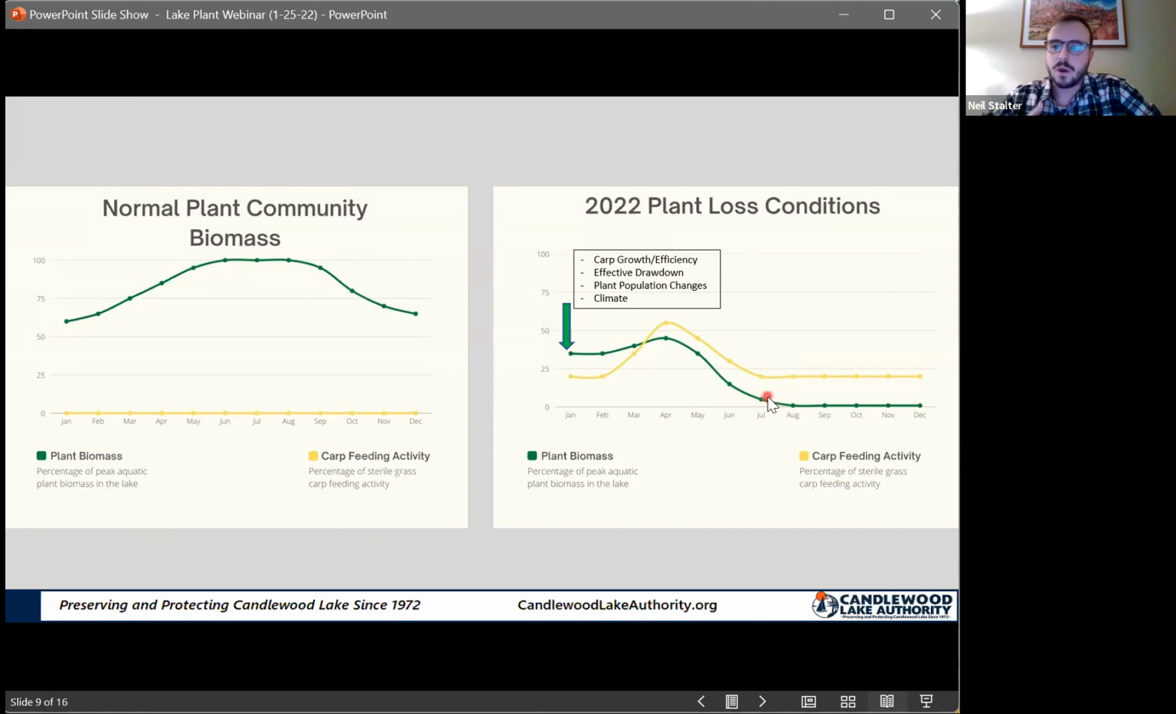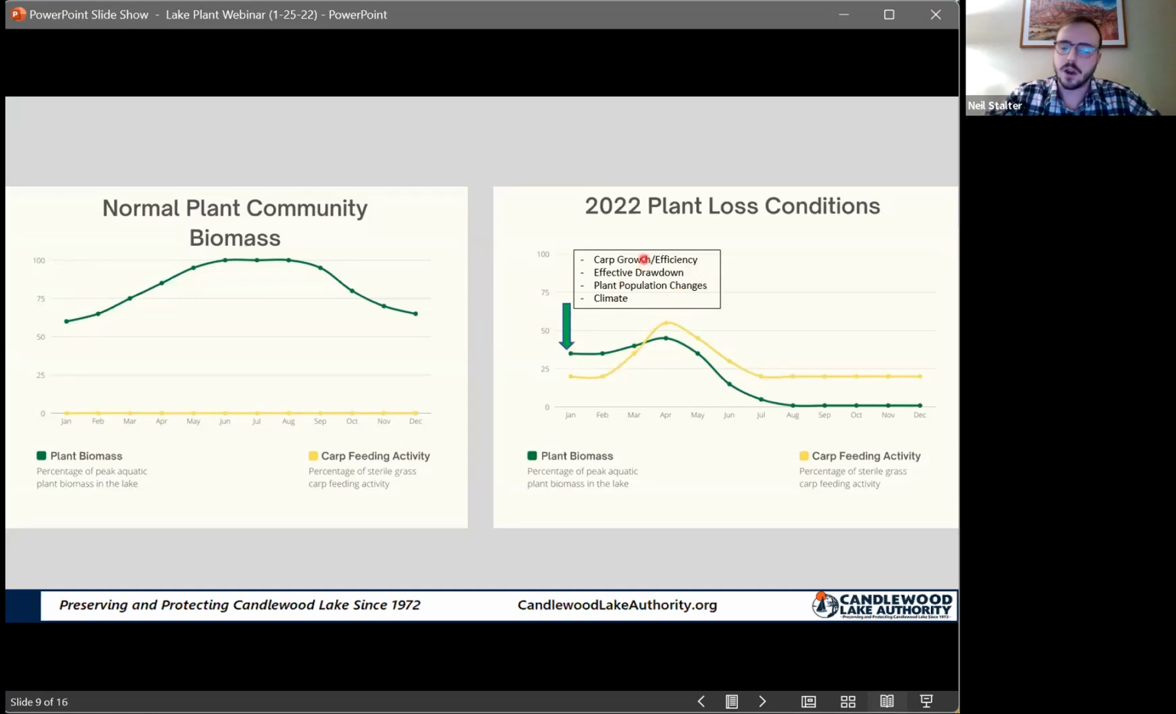And so when we're asking what caused this rapid loss of plants, what are the reasons that this happened? What we're really asking is, what are the factors that actually pushed this beginning level of biomass down to a lower level that the carp were able to win this race? And those factors are here in this box, right?